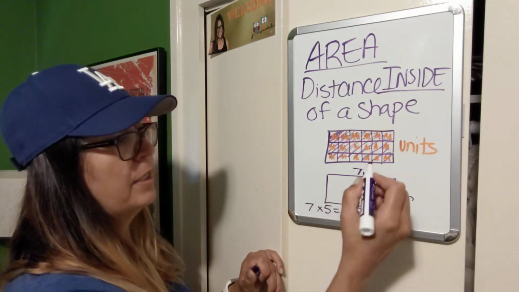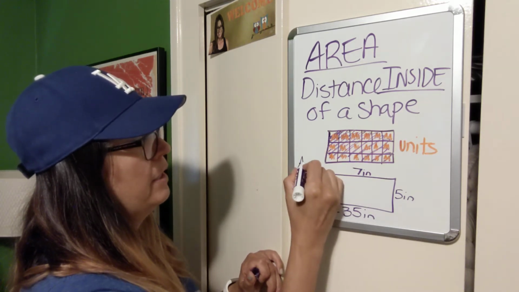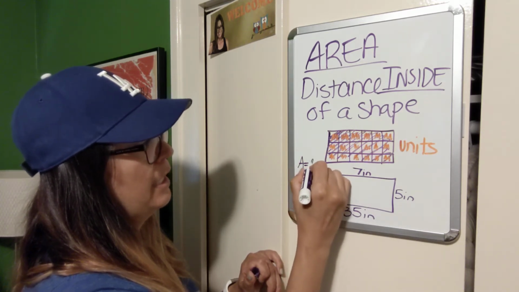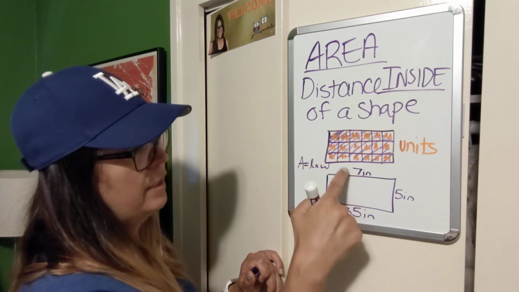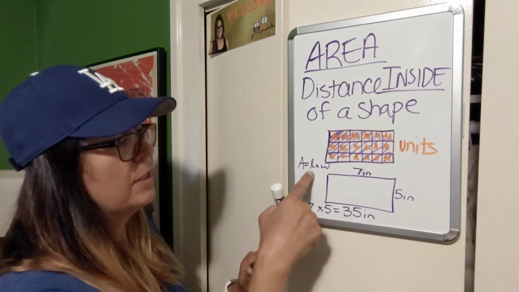That is the formula for area. Let me write it somewhere. Area equals length times width. That's the length, that's the width, okay? Area equals length times width.